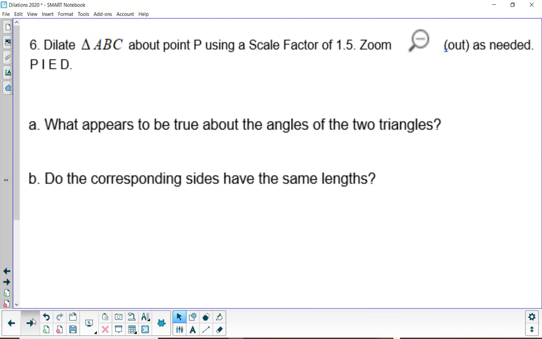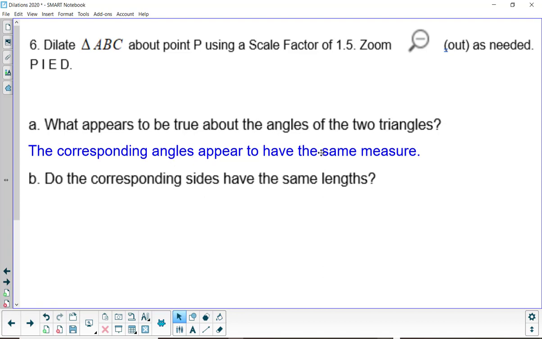What about the angles of the two triangles? It looks like corresponding angles have the same measure. Do corresponding sides have the same lengths? The answer is a resounding no.